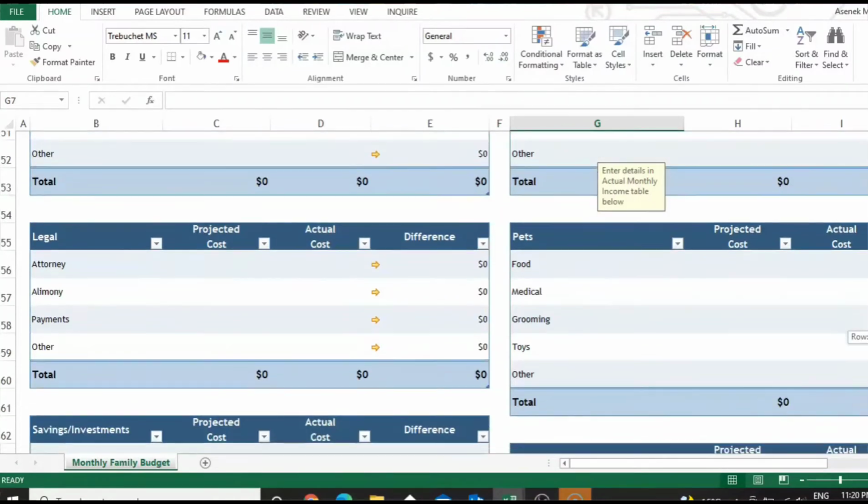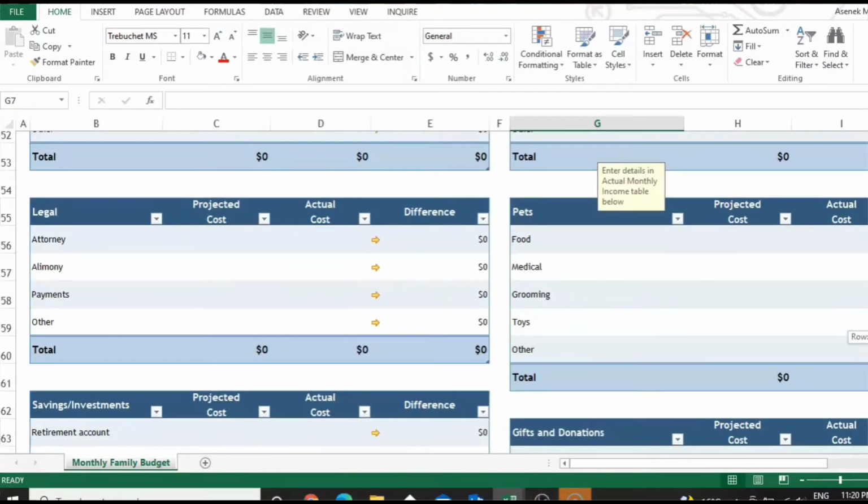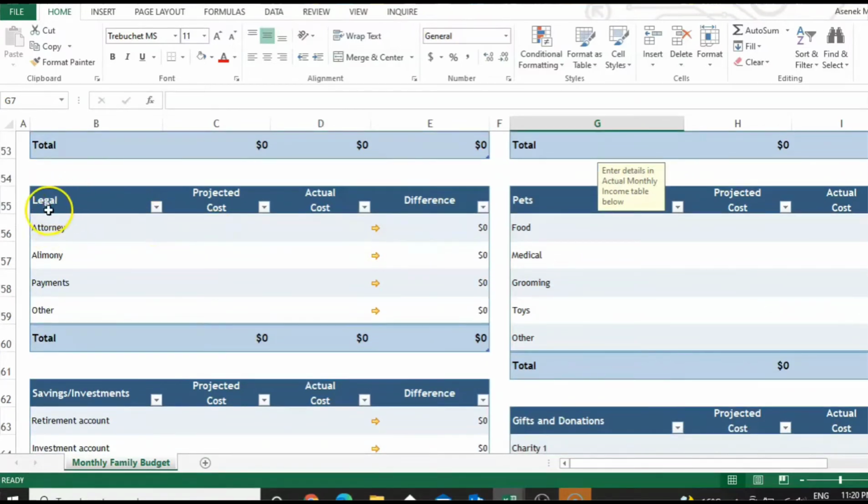There's another category that I like to also include in the budget. You might not need that, but for families who need it, this is very important. This is a legal category where if you have any attorney fees or alimony payments, you might enter that here. This is important for people who maybe are going through separation or divorce or who have some legal issues that they're trying to settle.